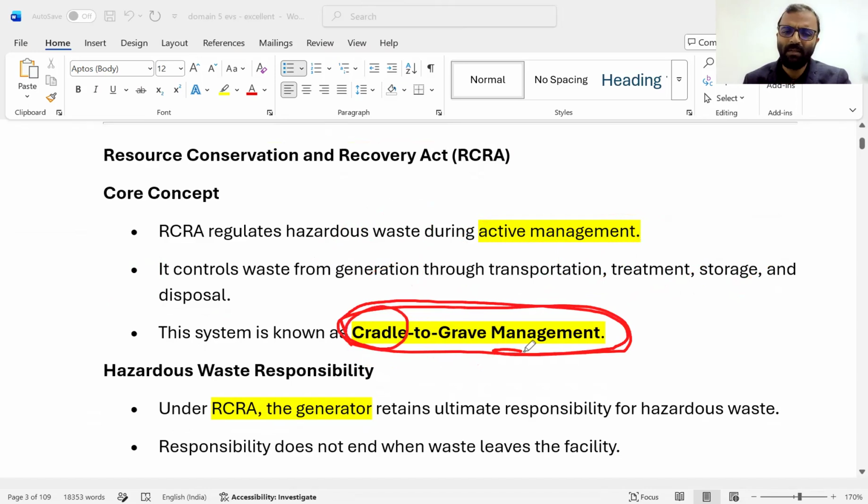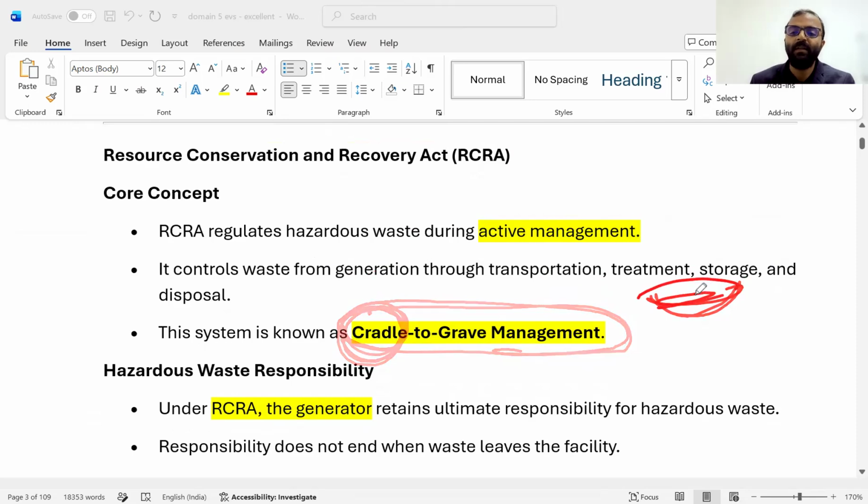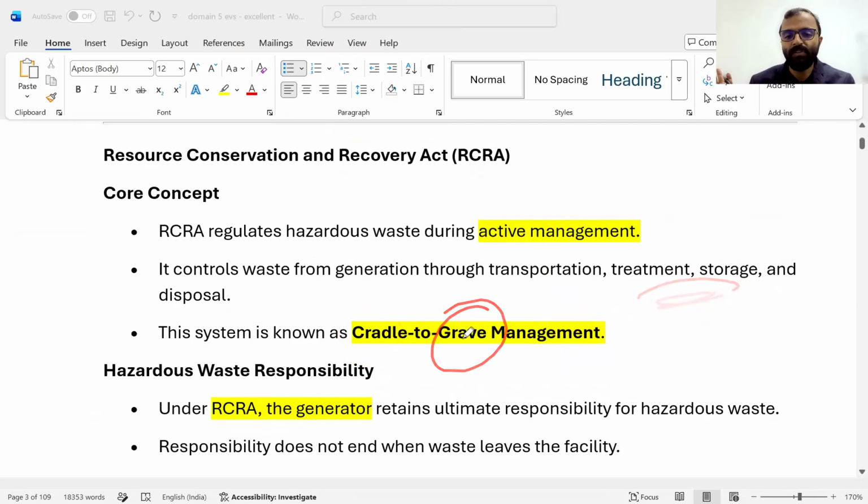Cradle means when a child is just taking birth, he will be going into a cradle. Okay, cradle. And grave means end of his life. So cradle to grave management, that is RCRA. Right from its birth till its grave, the chemical, the waste will be managed. It is active management, right from generation, transportation, treatment, storage, and disposal.